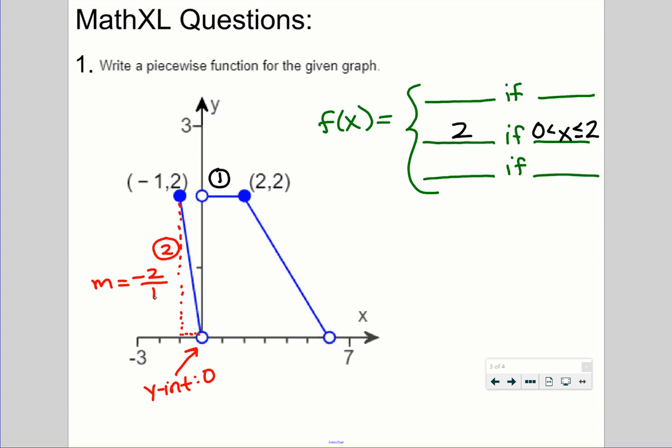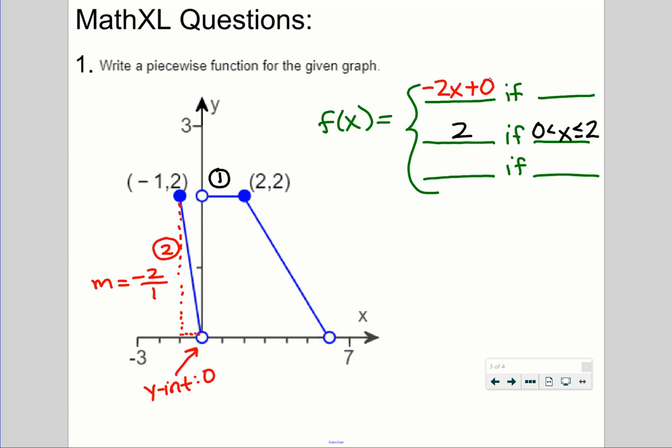Now, if you didn't want to count it, you have 2 points. You have -1, 2, and you have 0, 0. You could use those 2 points and do your slope formula, y minus y over x minus x. I have a slope. I have a y-intercept, which means I can write the line. Your first piece is y equals, which we already have the y equals, -2x. And then if you want to say plus 0, you can, but you don't need that there.